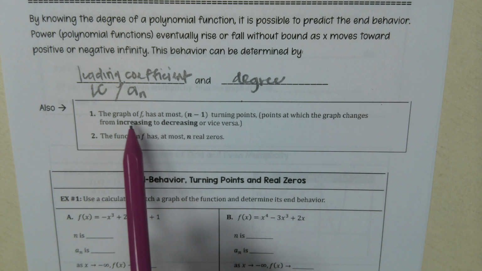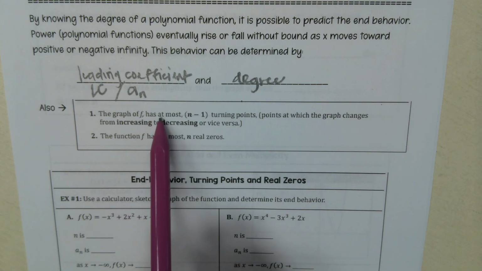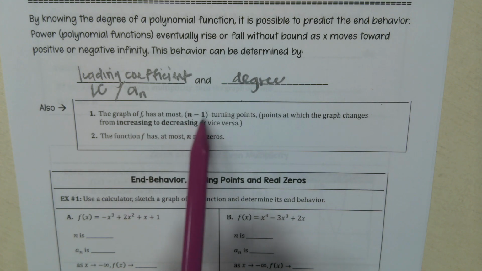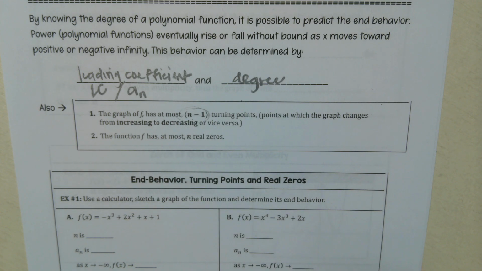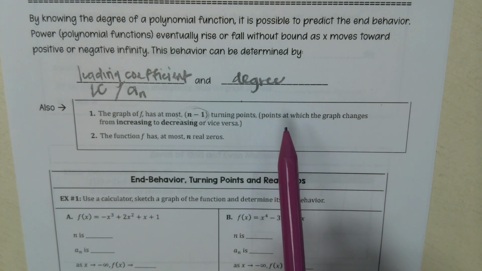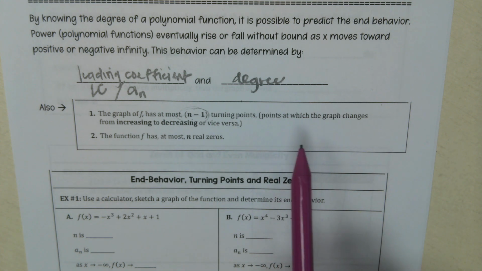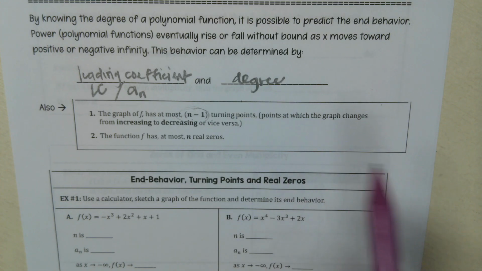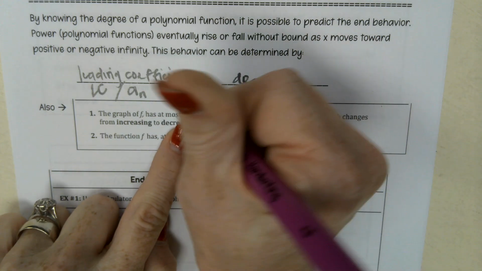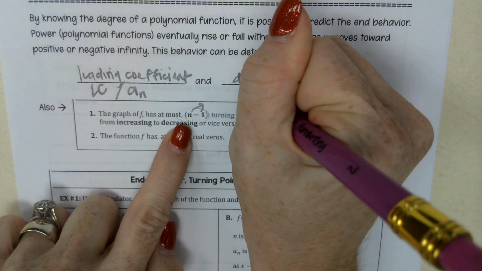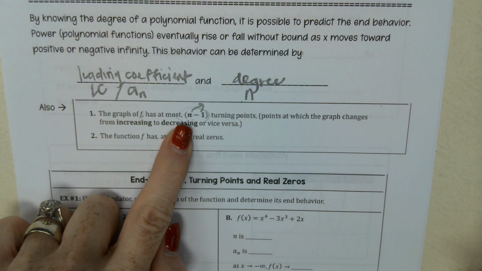Now, a couple of other things. It says the graph of f has at most n minus 1 turning points. That's where a graph changes direction, going from increasing to decreasing or decreasing to increasing. Now, n right here is your degree. So whatever your degree is, you just subtract 1. And that tells you how many times it can turn at most.